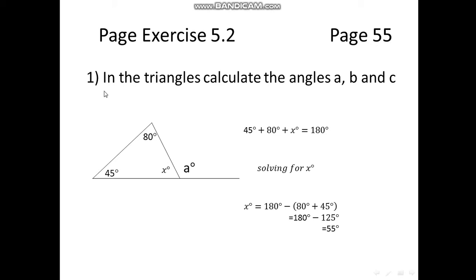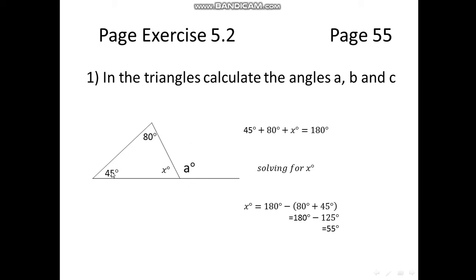So we have this question here from page 55, exercise 5.2. In this triangle, calculate the angles A, B, C. So I took the first shape, where he wants to find the angle A. As you see, you have a triangle here which has two given angles, 80 and 45. By the way, we call these angles interior angles because they are inside the triangle. And A is an exterior angle because it's outside the triangle, and we shall explain this briefly afterwards.